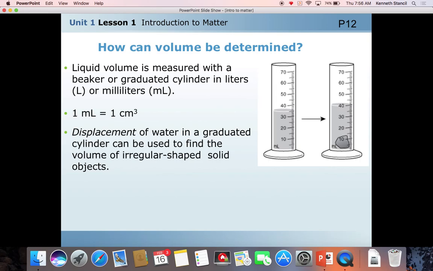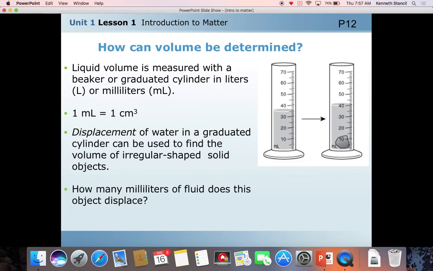Displacement means move. Displacement of water in a graduated cylinder can be used to find the volume of irregular shaped solid objects. Remember the octagon-shaped rock we talked about? Not really easy to find the volume of that rock with our length times width times height because we've got too many sides.